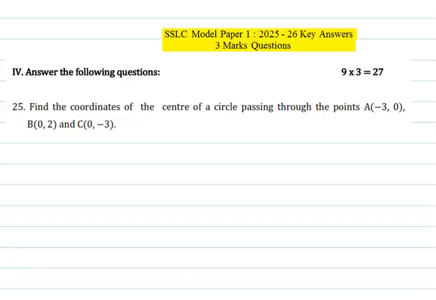In last videos we discussed 1 mark and 2 mark questions from the model paper 1 25-26. In this video we shall take 3 mark questions. The first question in 3 mark section, that is question number 25. Find the coordinates of the center of a circle passing through the points A of -3, 0, B of 0, 2 and C of 0, -3.